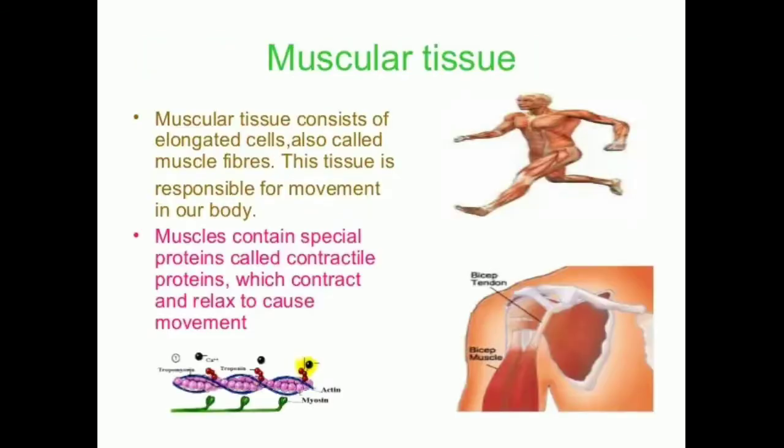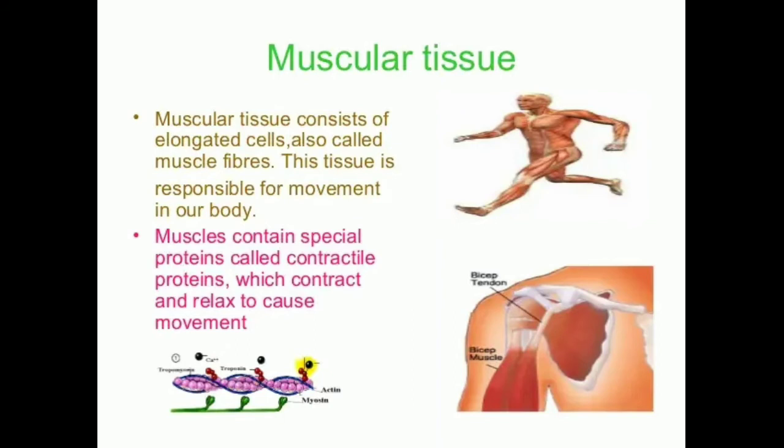Next type of tissue is muscular tissue. This muscular tissue will help in the movement of the body. Okay, so movement of muscles is due to the contraction and relaxation of muscle cells, right? So it consists of elongated cells called muscle fibers, and this contains a protein called contractile protein which contracts and relaxes and helps in the movements. You know that muscles which can move under our will are called voluntary muscles, right? So muscles which do not move under our will are called involuntary muscles.